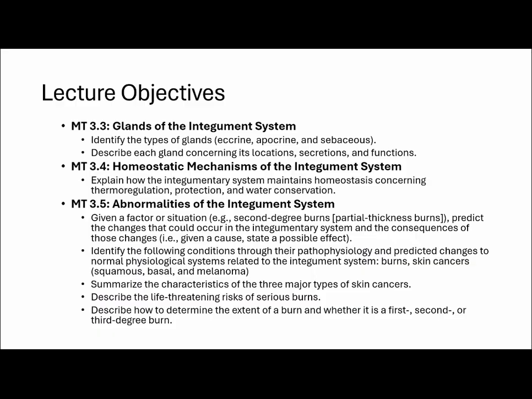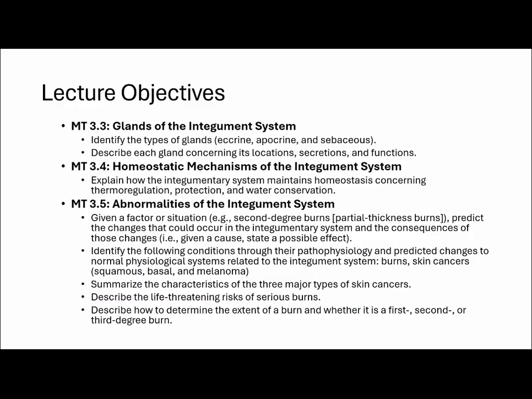We'll also go over the homeostatic mechanisms of the integument system, so how the integument system maintains homeostasis concerning thermoregulation, protection, and water conservation. Then we'll look at some of the abnormalities that you can find in the integument system. So, given a factor or a situation such as a second-degree burn, predict the changes that could occur in the system and the consequences of those changes.